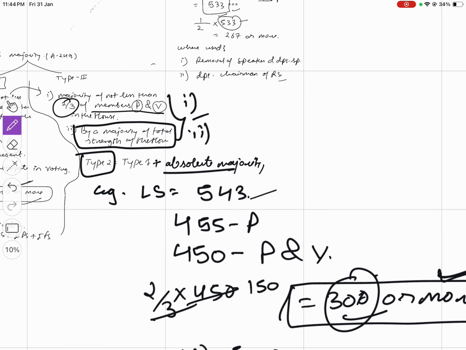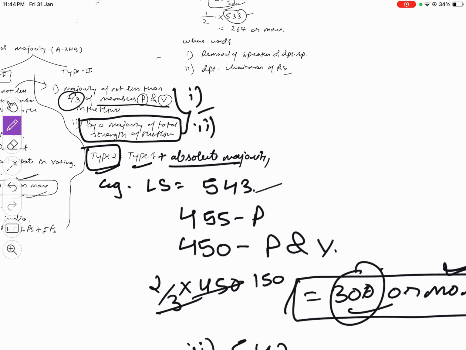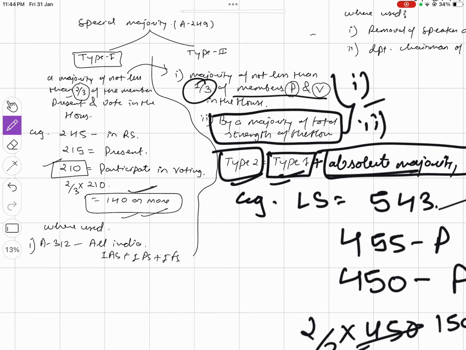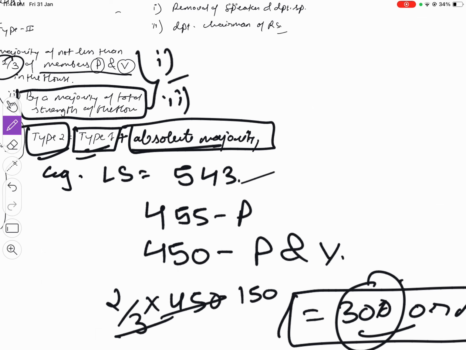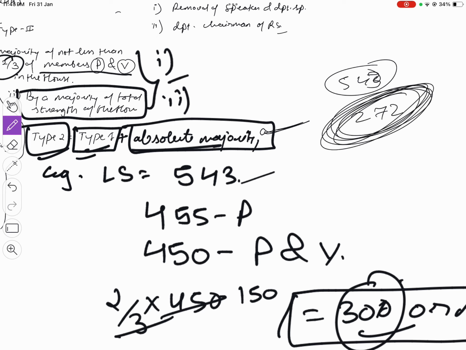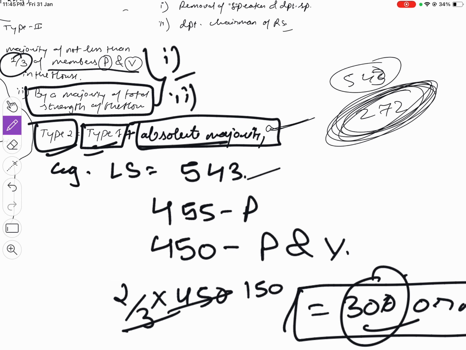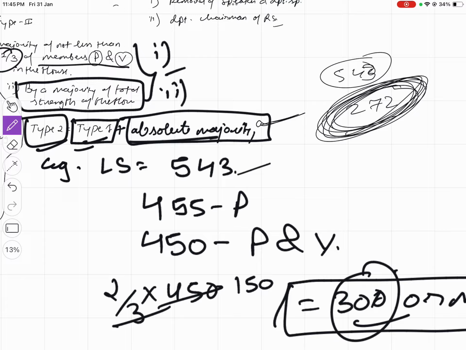This is complicated, but it's not too much. You can watch it again, you will get it. For a bill to pass by type 2 majority, it has to go through two conditions: type 1 majority and absolute majority. Type 1 majority is your simple 2/3 majority. Additional to it, they also have to fulfill the absolute majority condition. Absolute means 540, this figure can change, 543. Absolute majority is 272 members, it means more than 272 members are needed for passing a bill by special majority type 2, that is all.